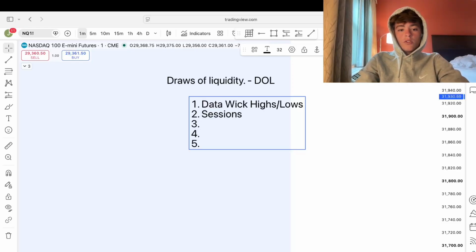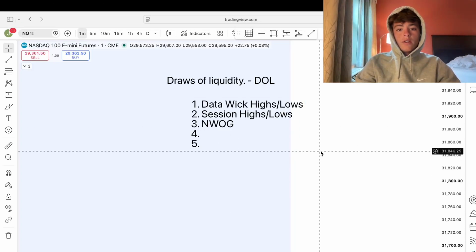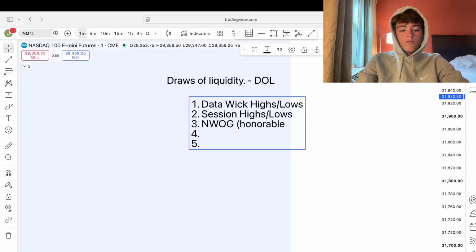Number two is session highs and lows. The next one I would personally go with would be NWOG, which stands for new week opening gap. First I'm going to do all these, and then I'll go back to find examples for each. There are also new day opening gaps, which is NDOG. NWOG is stronger, with an honorable mention for NDOG.